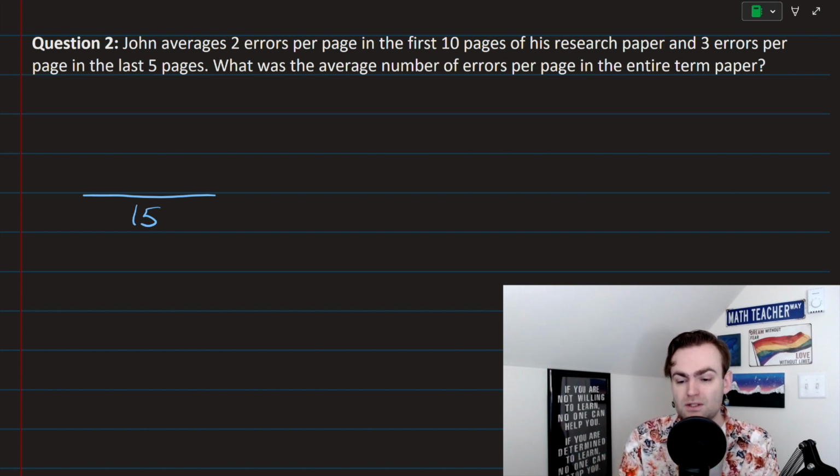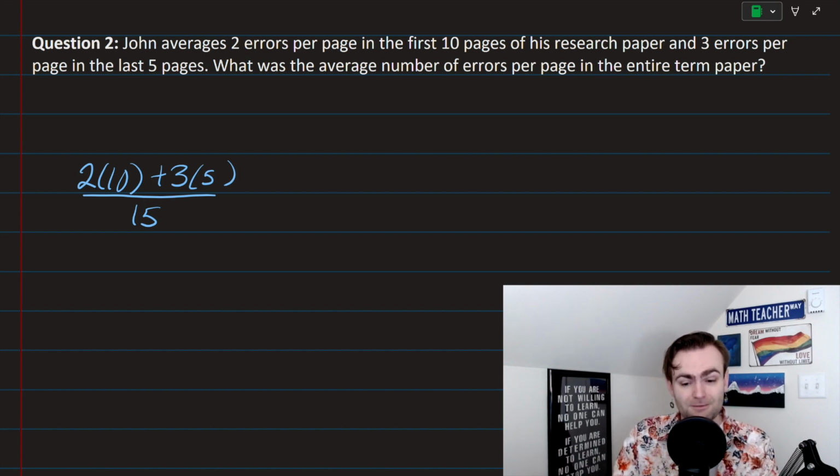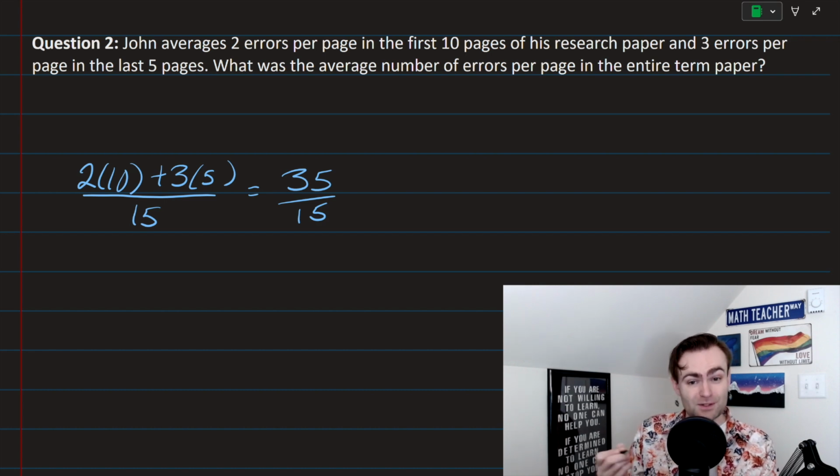We had 2 errors in the first 10, so 2 times 10, plus 3 errors in the last 5, 3 times 5. 2 times 10 is 20, 3 times 5 is 15. 20 plus 15 is 35. Now this is reducible. Both of the units digits are 5, so this is definitely divisible by 5. 35 divided by 5 would be a 7, and then 15 divided by 5 would be a 3.